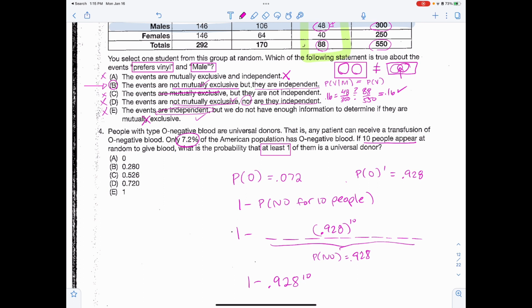0.928 to the 10th power is 0.4737, so it's 1 minus that, which gets me about 52.6%. So it's C.